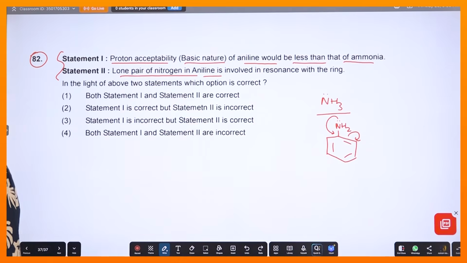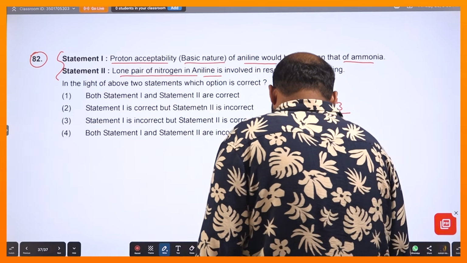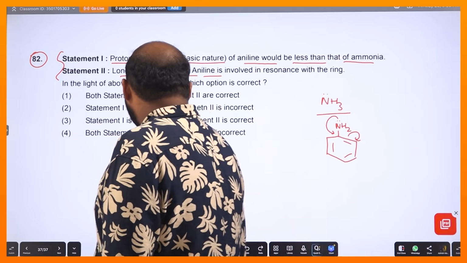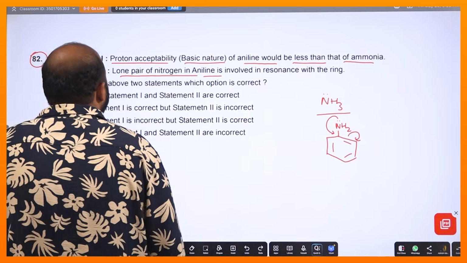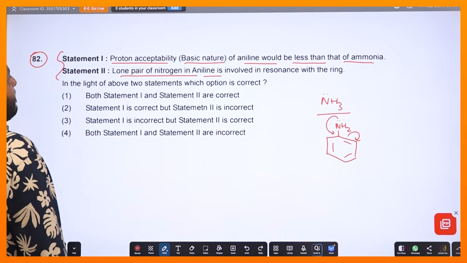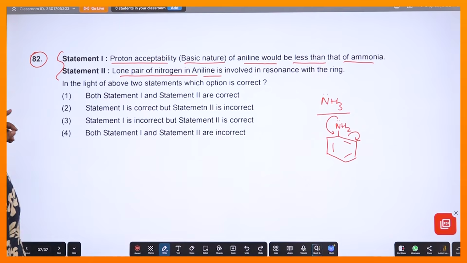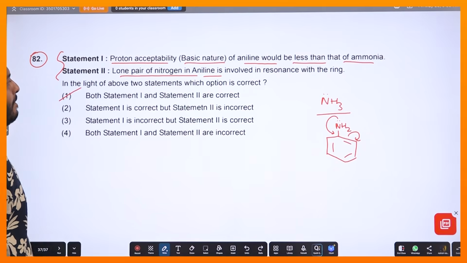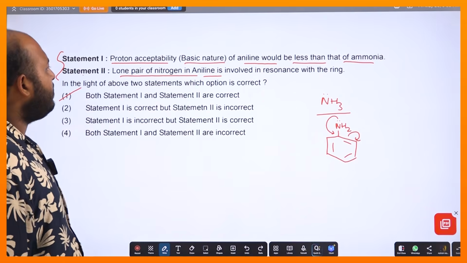Yes. So both the statements are about the basicity of aniline. Yes, the basicity of aniline is less. Okay. So both the statements are correct. Fine. Proton acceptability.